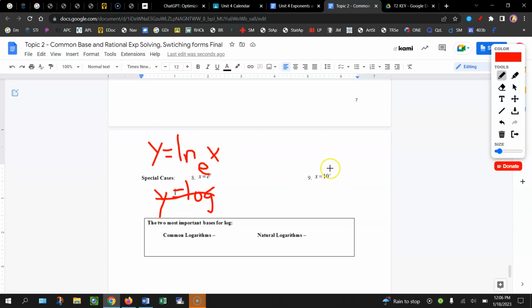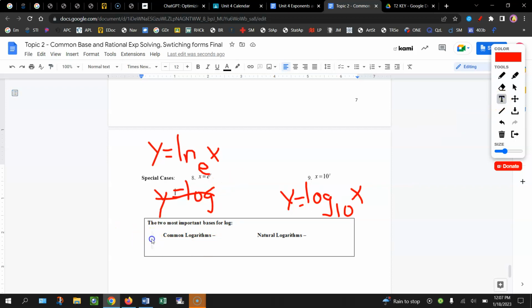In this next one, same kind of idea. Y is, it's not base e, so we're using log again. What power you raise 10 to get x. Again, y is what power you raise 10 to get x, or what power you raise 10 to get x is y. So these are really important. They're two important bases that you need to be aware of.